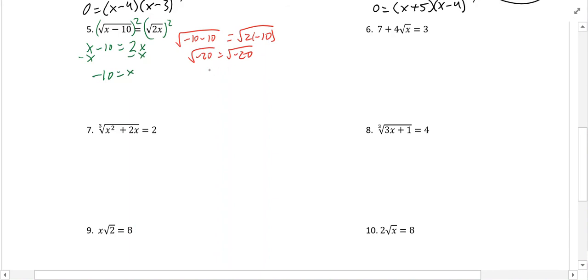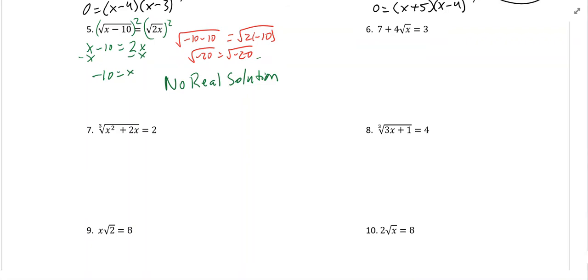The square root of negative 20 does equal the square root of negative 20, except that the square root of negative 20 is not a real number. So that means, even though I get x equals negative 10, I can't take the square root of negative 20, so I have no real solution. Because we want to know if there's a real number solution, and this would not be a real number solution because the square root of negative 20 is not a real number, so no real solution.